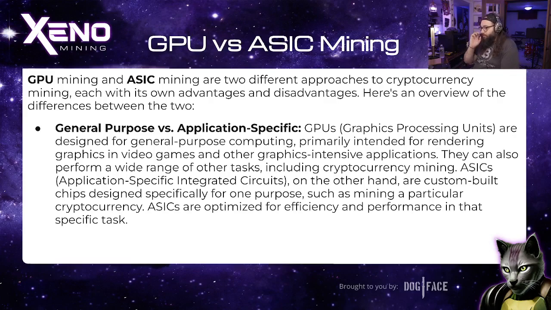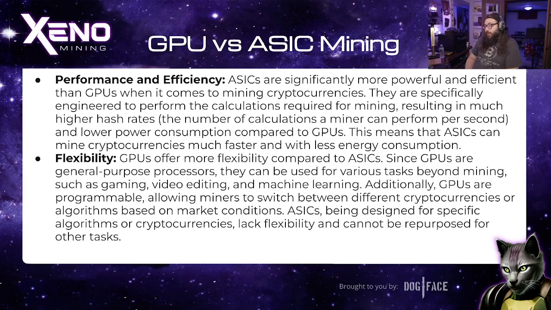So ASICs are just optimized more so for efficiency and performance for a specific task. They're much better at mining a specific cryptocurrency. And GPUs, well, they're not, but they have the added benefit of flexibility. So let's talk about that. GPUs having more flexibility gives them more resale value. Having the ability to go from mining cryptocurrency to doing your normal work stuff at home, to then being able to play a video game in your off time.